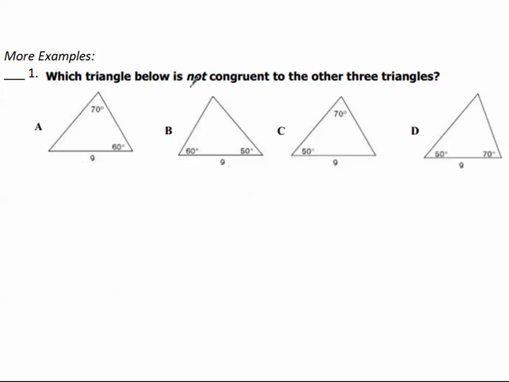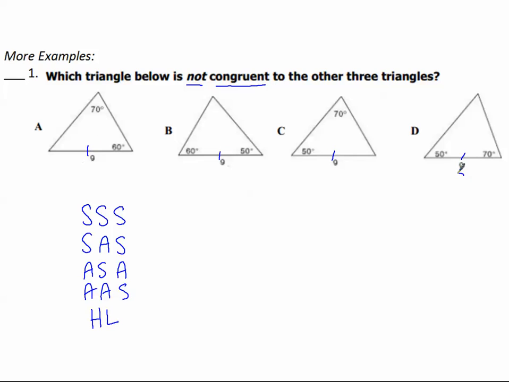Which triangle below is not congruent to the other three triangles? So remember the postulates and theorems that tell us the triangles are congruent. Side angle side, side side side, angle side angle, angle angle side, and hypotenuse leg. So we don't see any markings here like slashes, but we do see that all the sides have the same 9 on them. So that's like the congruent mark here. Really, let's just put an S there to think about that side that we all know is congruent.